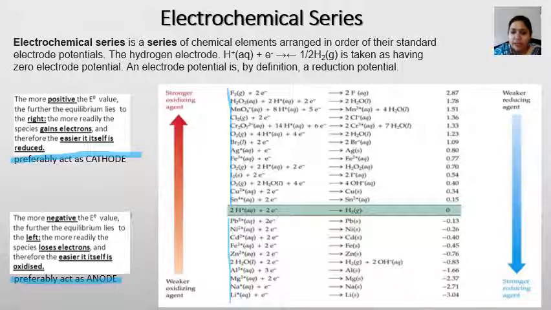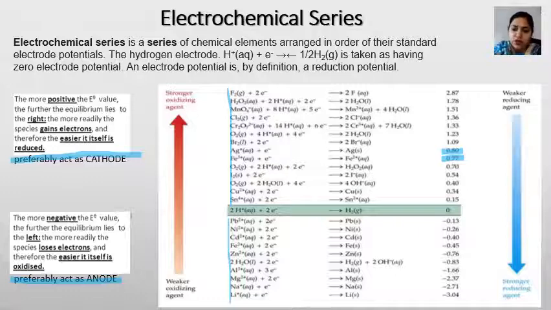and cadmium will get oxidized. Similarly, if two have positive values, like silver and iron, both have positive values, 0.80 and 0.77. Obviously here silver has a more positive value as compared to iron. So if we make a cell with silver and iron electrodes, in that case silver acts as cathode and iron will act as anode, because silver will get reduced in the presence of iron and iron will get oxidized.